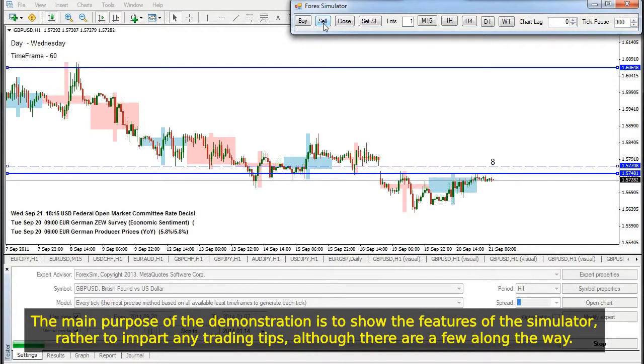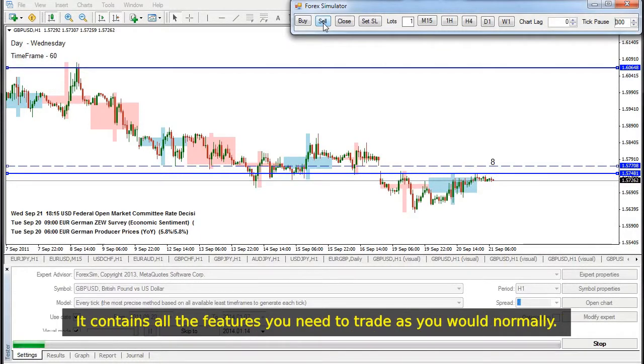The main purpose of the demonstration is to show the features of the simulator rather than to impart any trading tips, although there are a few along the way. It contains all the features you'd need to trade as you would normally.